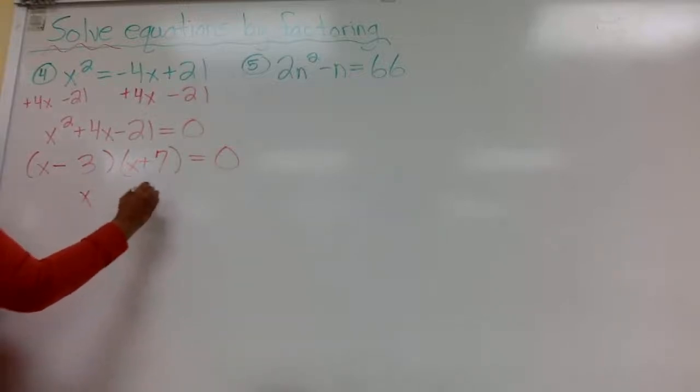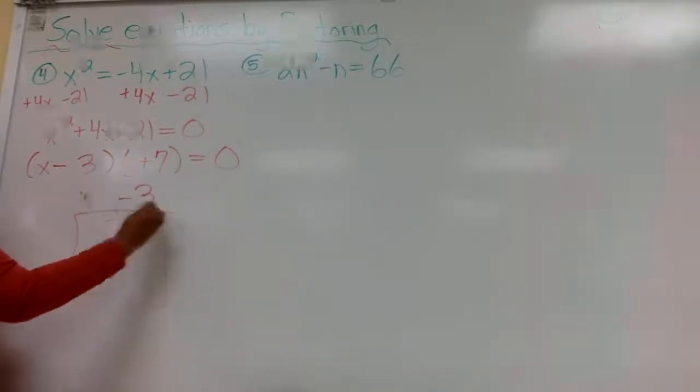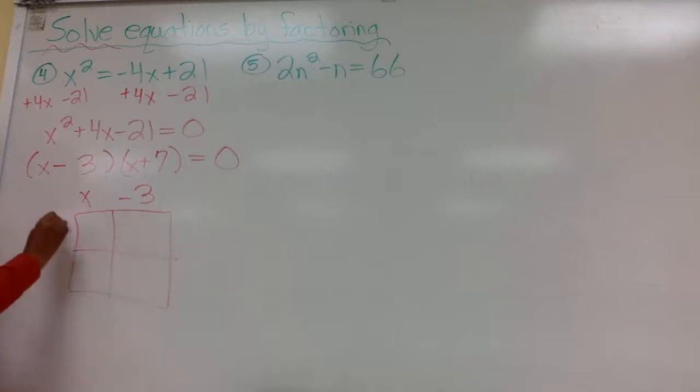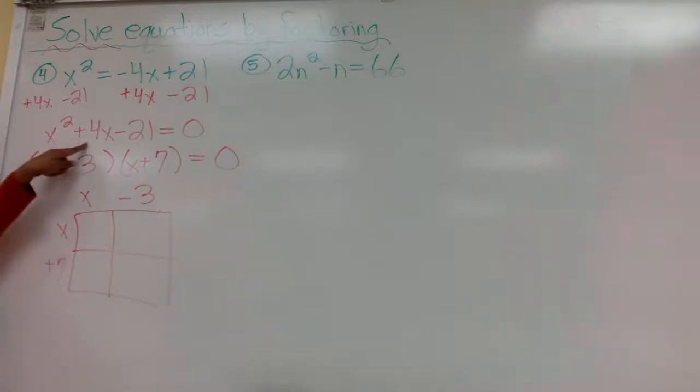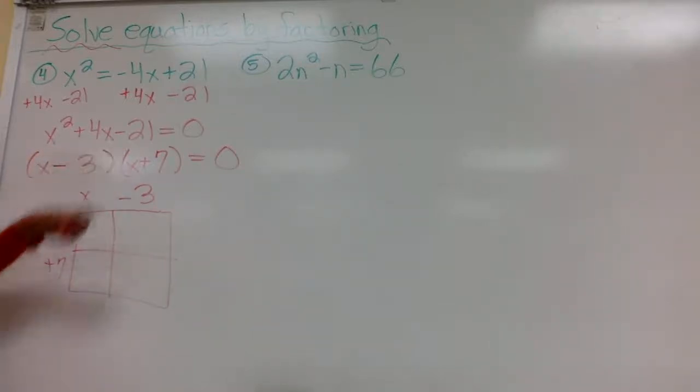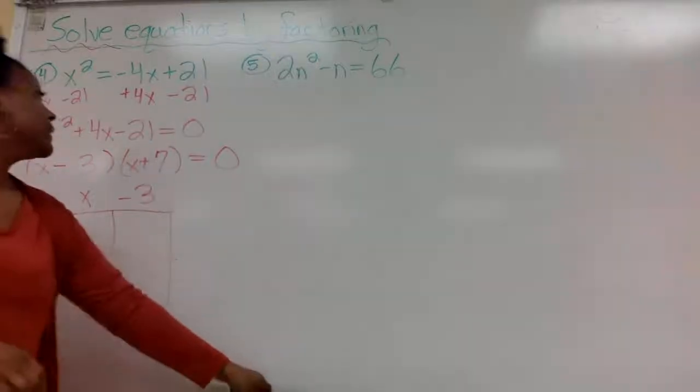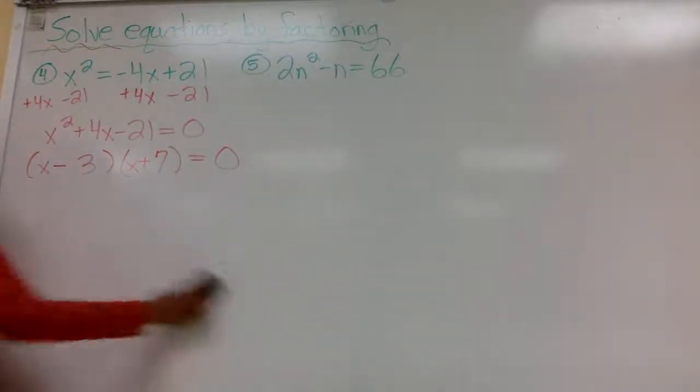If you were to multiply this out, of course, you would do the box method or distributive property. And when you multiply these two things out, it would give you x squared plus 4x minus 21. Now, we are not finished yet.